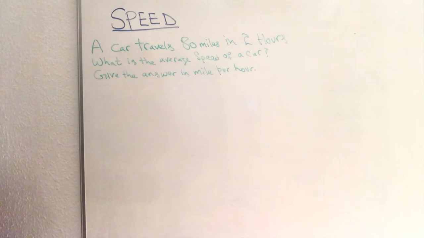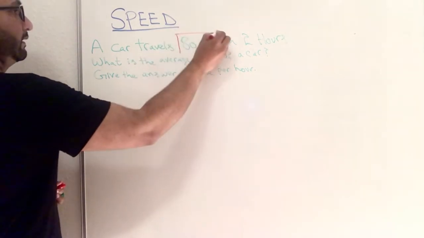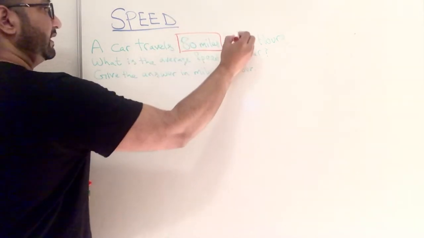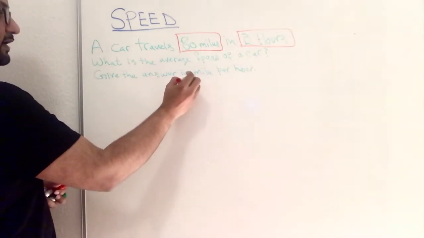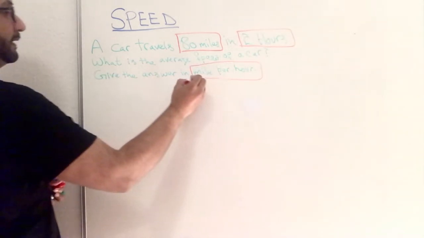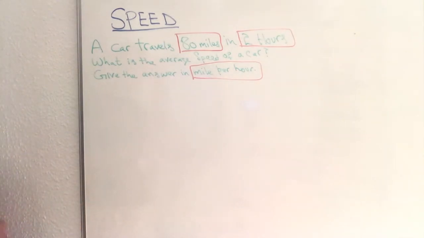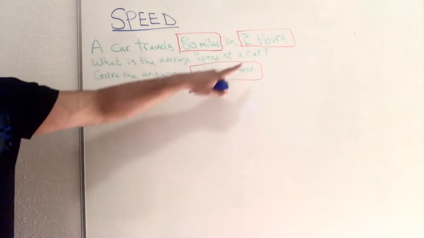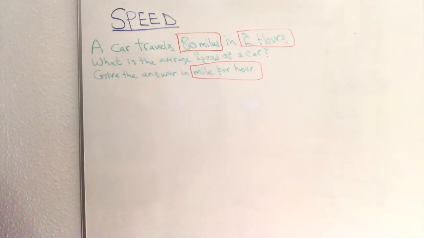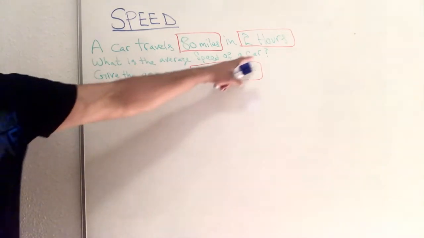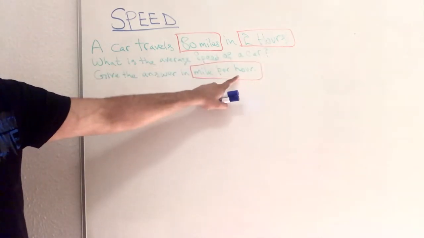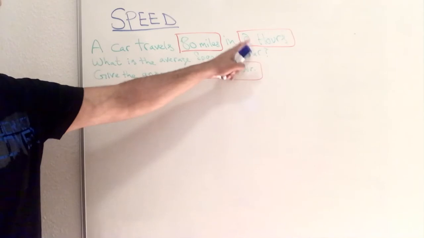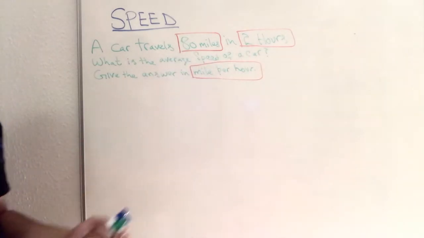Now here we have 80 miles and 2 hours, and we need to find out miles per hour. We don't need to do any conversion here, but we would if we needed it. If they gave the time in minutes, then first of all we would convert into hours, and then work out the average speed.